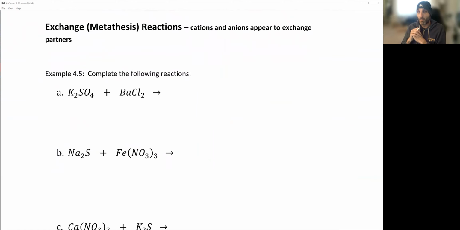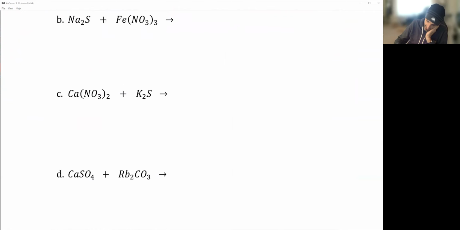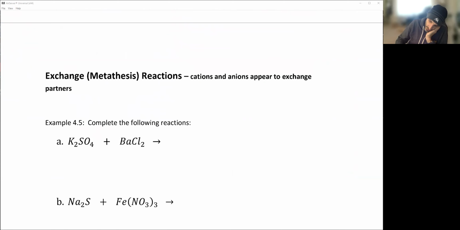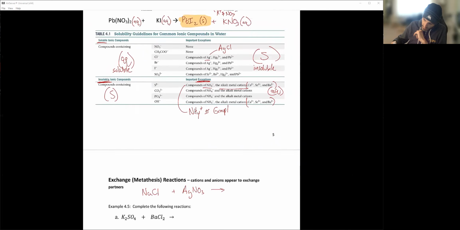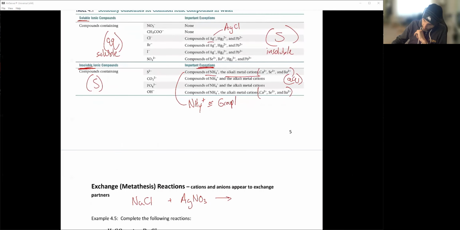Why do we need to know that? Well, we have this metathesis reaction, so cations and anions are going to exchange partners. If we have a metathesis reaction, the classic one, and I don't think I have it here perfect, I don't. So if I have something like sodium chloride plus silver nitrate, this is the one that we're going to probably do a bunch of. What does that actually look like? Let's take a look at what we know about these things.